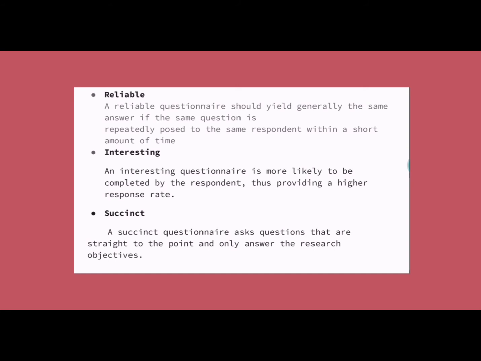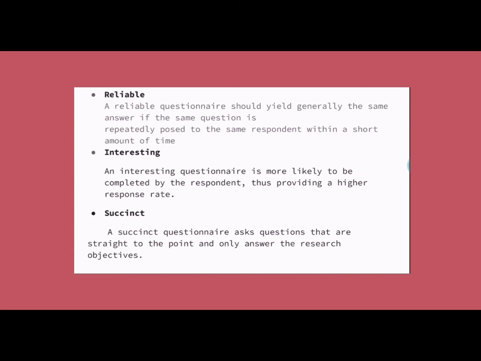An interesting questionnaire is more likely to be completed by the respondent, thus providing a higher response rate. An interesting questionnaire has interesting questions that the respondent can relate to, and he or she can complete the answer of the question.